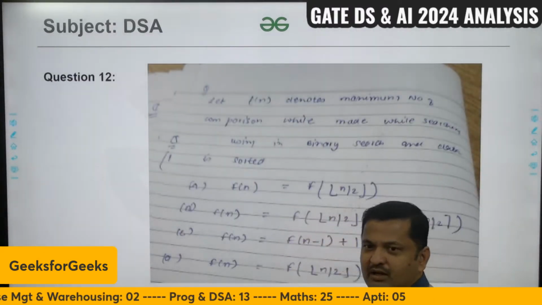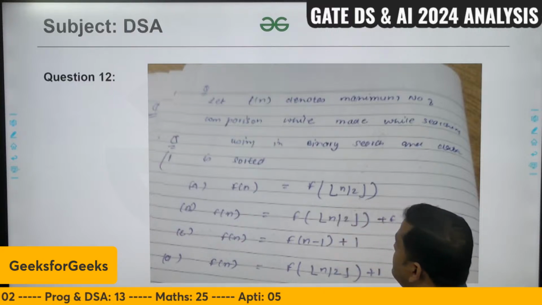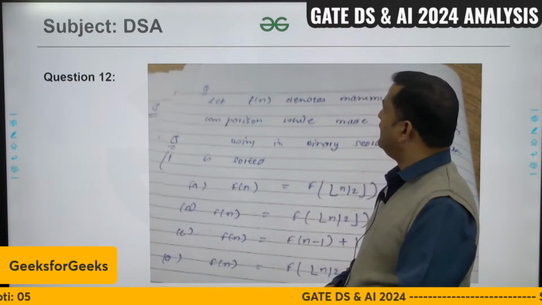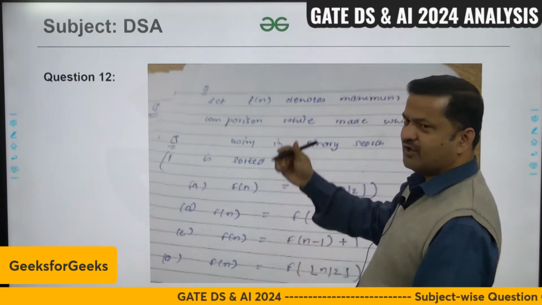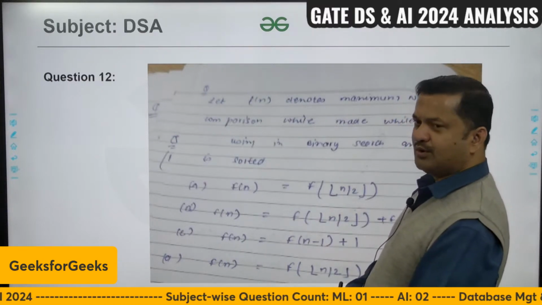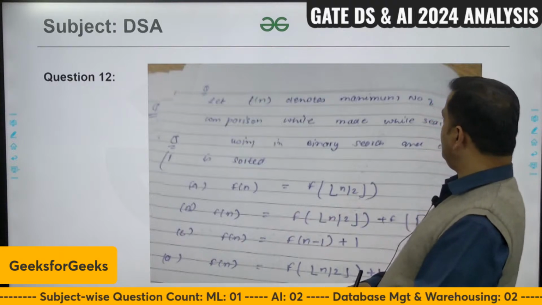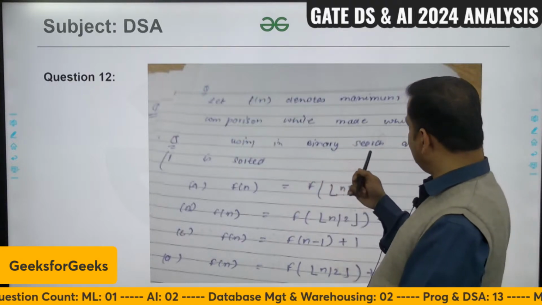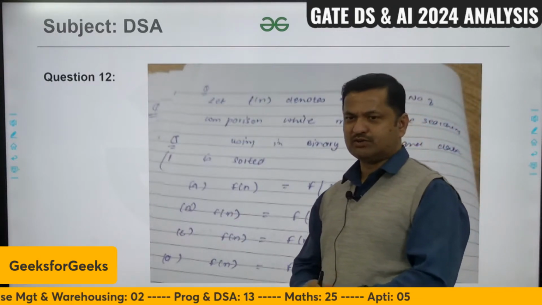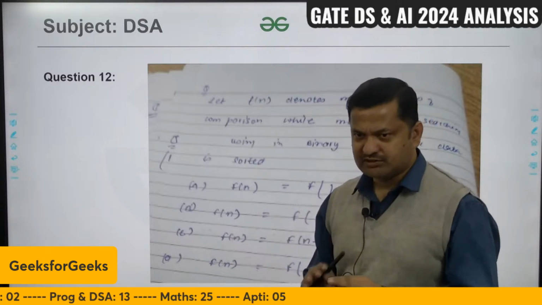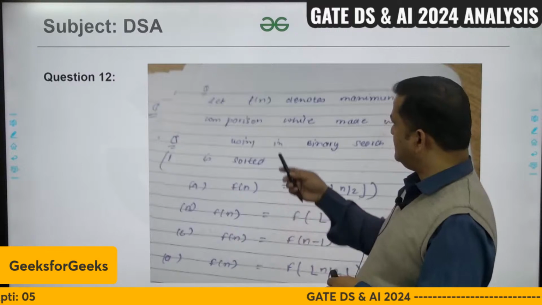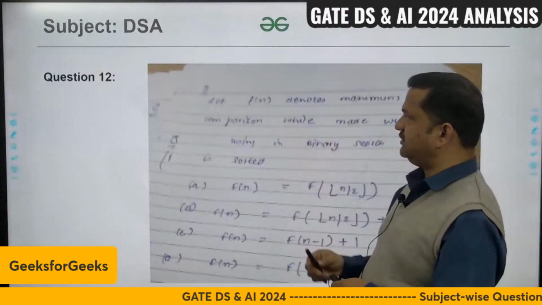Since it is shared in a written page, I guess it is not visible to you, so I'm just going to read this particular question for you. Let f(n) be a function denoting the maximum number of comparisons while searching using binary search over a sorted sequence. You have already been given a sorted sequence and you have to apply binary search, and f(n) denotes the maximum number of comparisons to find that particular element.